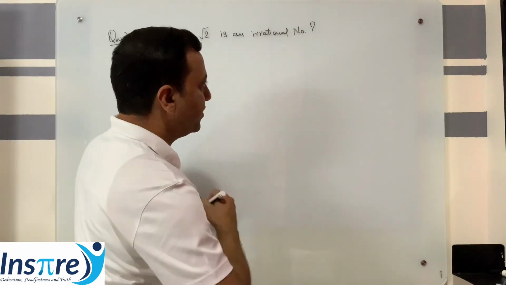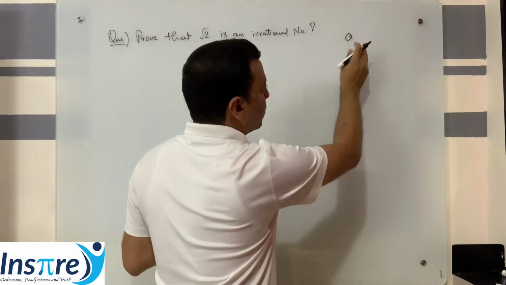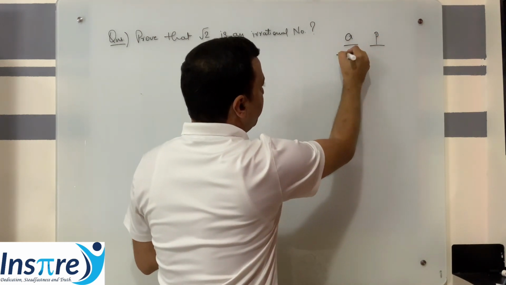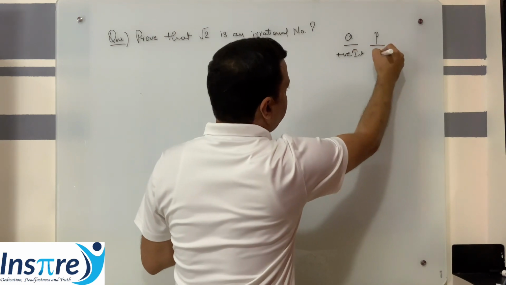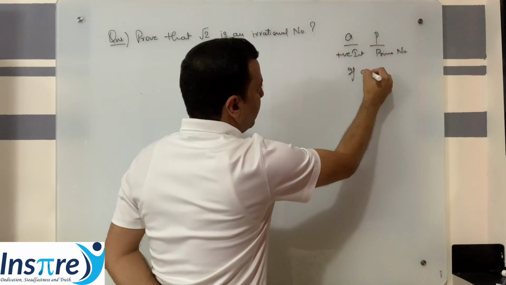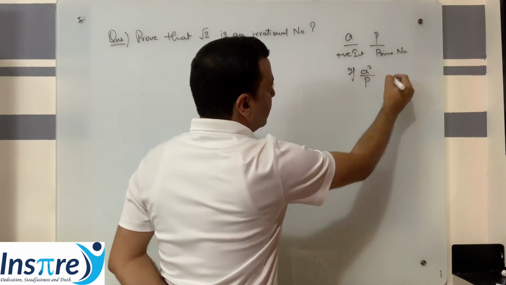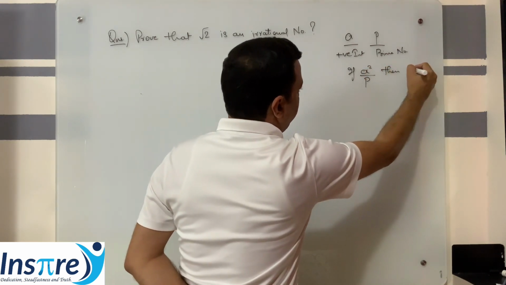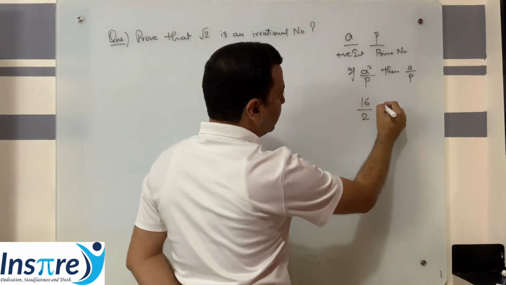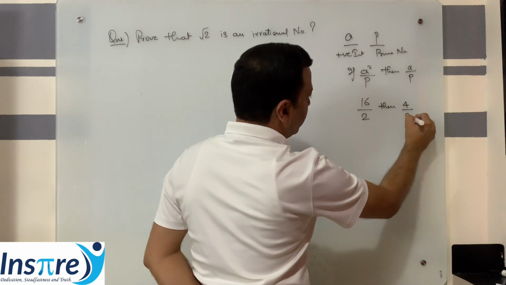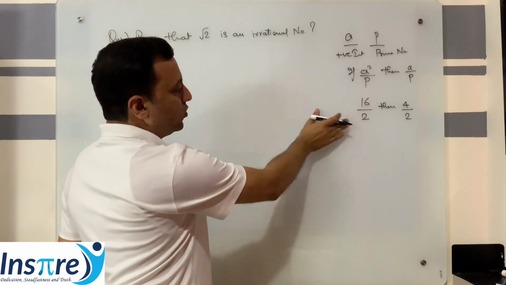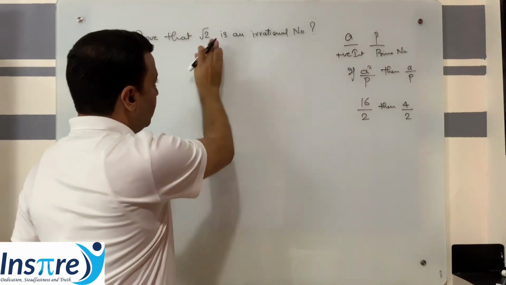Before starting this question I want to tell you one theorem which is used in this question. The theorem is that if a is any positive integer and p is any prime number, then if a square is divided by p, then a is also divided by p. For example, if 16 is divided by 2, then 4 is also divided by 2. 4 is the square root of 16. So this is the theorem which I am going to use during this question.